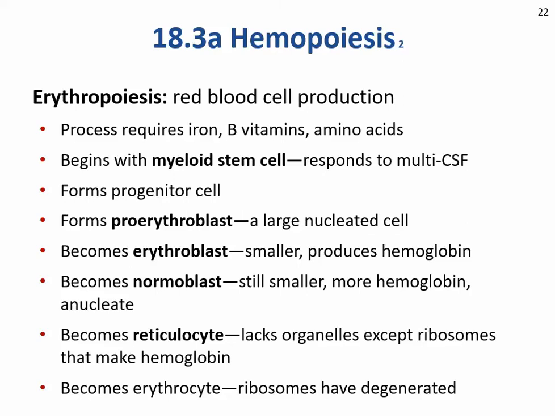More erythropoietin causes more myeloid stem cells to become proerythroblasts, to become erythroblasts, to become normoblasts, to become reticulocytes, and then erythrocytes. This takes a couple of days. The reason that when people go to climb Mount Everest, they don't just go all 21,000 feet in one go, is they go up to a base camp and then they sit there for a couple of days.